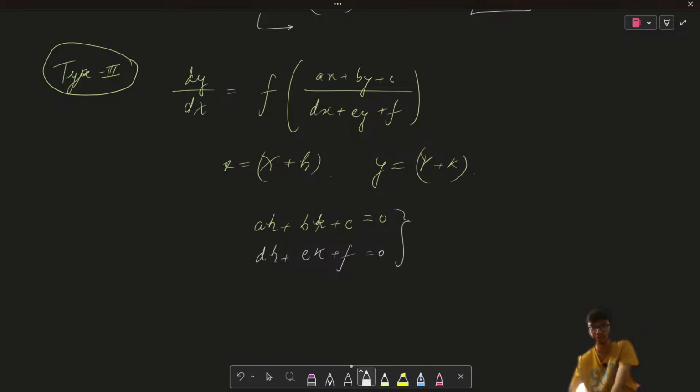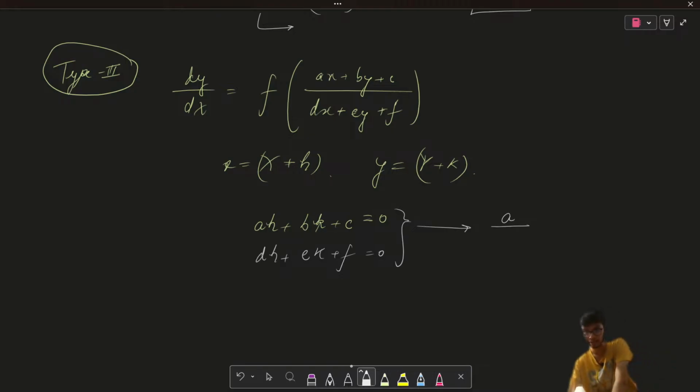So this is our general approach, right? From these two equations, we try to find the values. But what if this system of equations does not yield any solution? That will happen if these two straight lines are parallel to each other. If these two straight lines are parallel, then there won't be any solution, right?